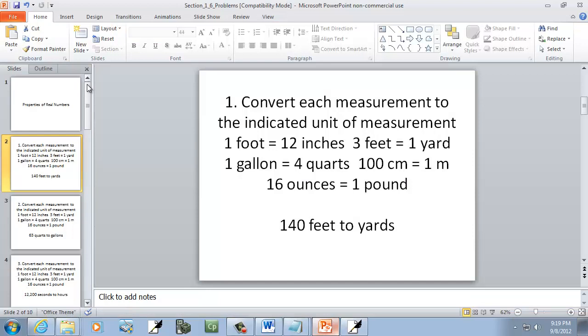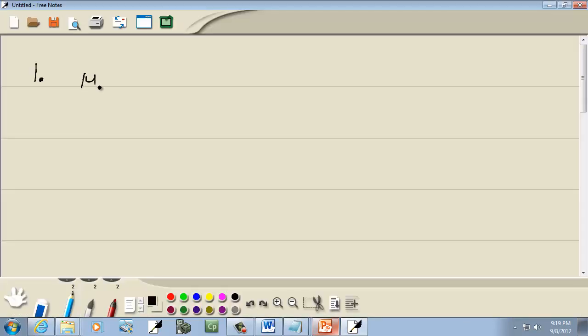And it says we got 140 feet, and we want to convert it to yards. Now I'm going to show you something called dimensional analysis. And this is the best way to work all these. You'll find that dimensional analysis, once you click with it, is so easy. The first thing we do with dimensional analysis is we put whatever we're converting over 1 in fraction form.